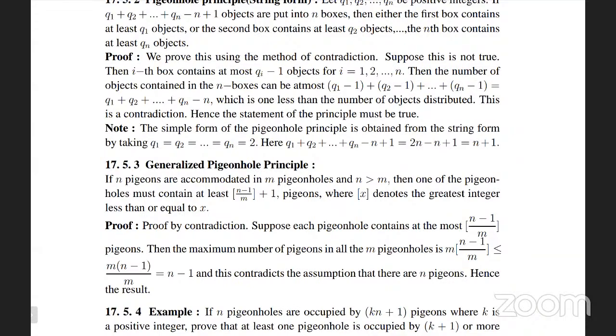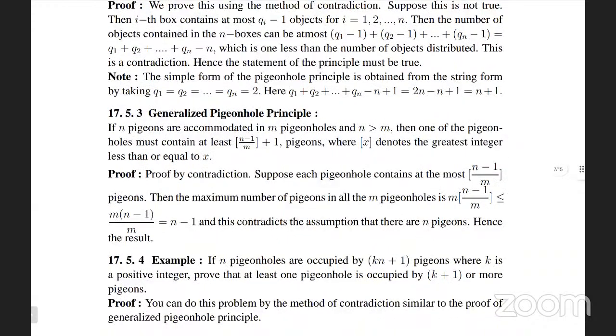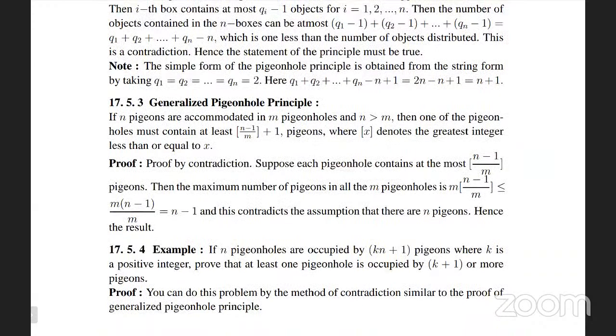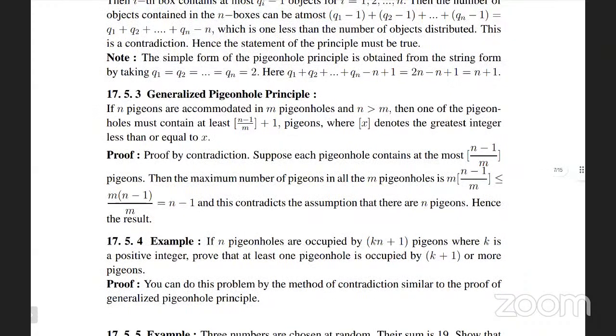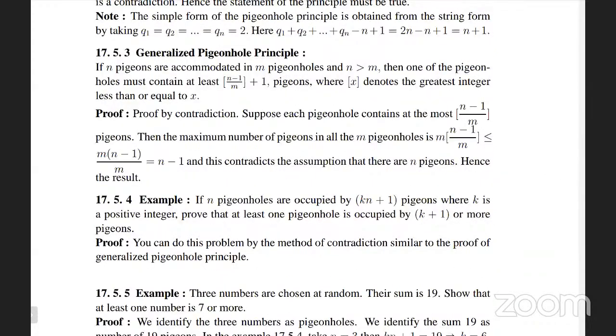That proof is over. Now, from the generalization point of view, if n pigeons are accommodated into m pigeonholes, where n is greater than m, then one of the pigeonholes must contain at least floor of (n minus 1) by m, plus 1 pigeons, where the bracket x denotes the greatest integer less than or equal to x.